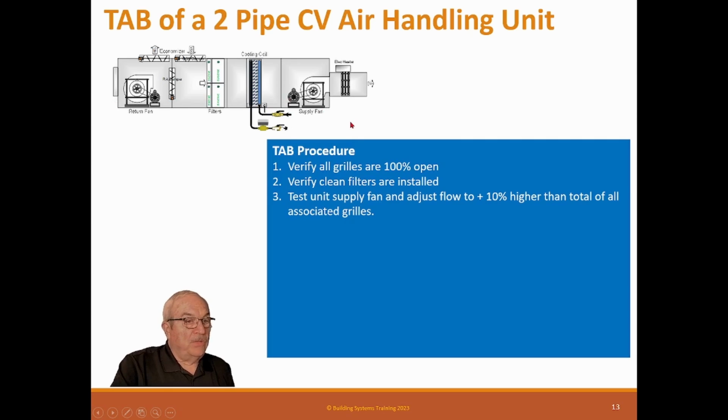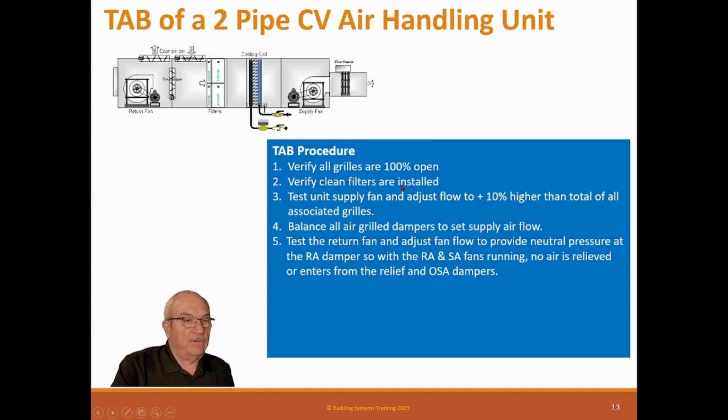If you don't do that, if you come in early to do it, which you might have to do because of schedule, then you've got to come back. And remobilization costs money. So I try to have everything there for productivity. Okay, so you're testing that everything actually works. Balance all air handler grill dampers to set the supply flow. Same old thing. Test the return fan and adjust the flow to provide the neutral pressure at the return damper.